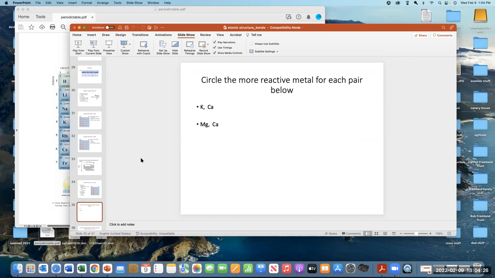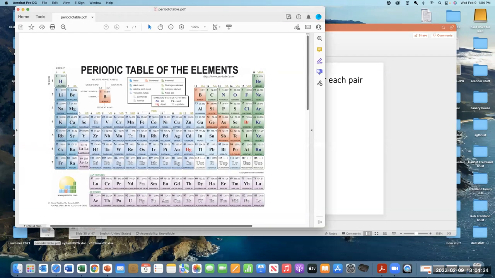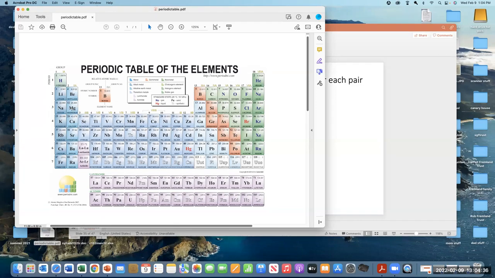How about, it's windy, a lot of my windows are open. How about magnesium and calcium. So magnesium and calcium are in the same column. What would you expect to be more reactive? Calcium, very good. So remember, metals get less reactive to the right, more reactive to the left, more reactive down, less reactive up.